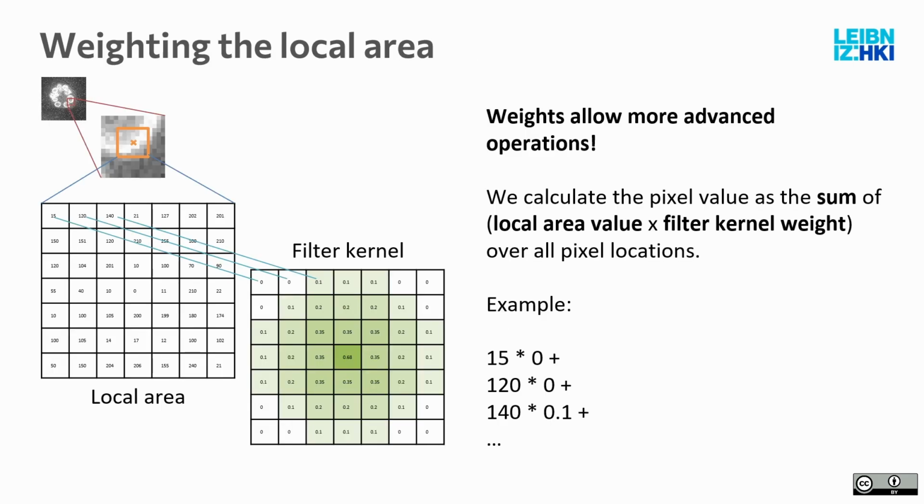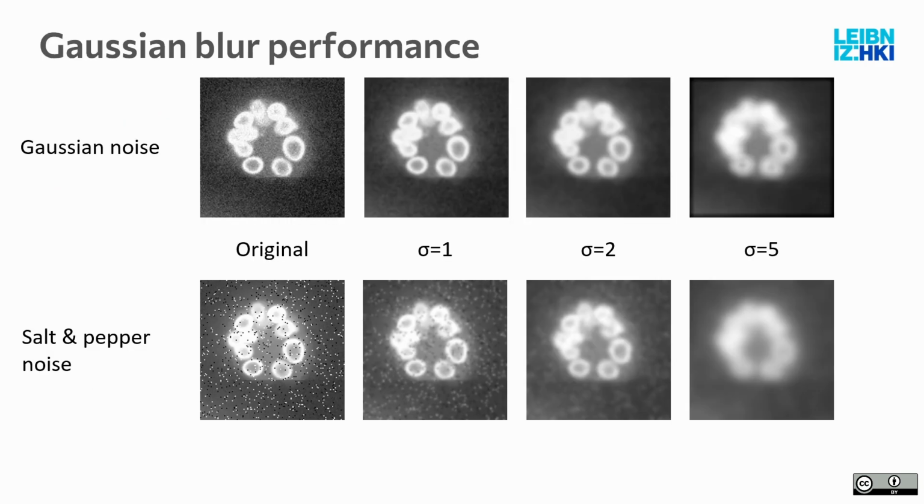And you can imagine that you can change these weights here. You can have, of course, a different size of the window, and you can change the weights to something maybe useful. There are many, many of these filters with different weights inside that do very, very useful tasks. So let's see how the Gaussian blur performs.